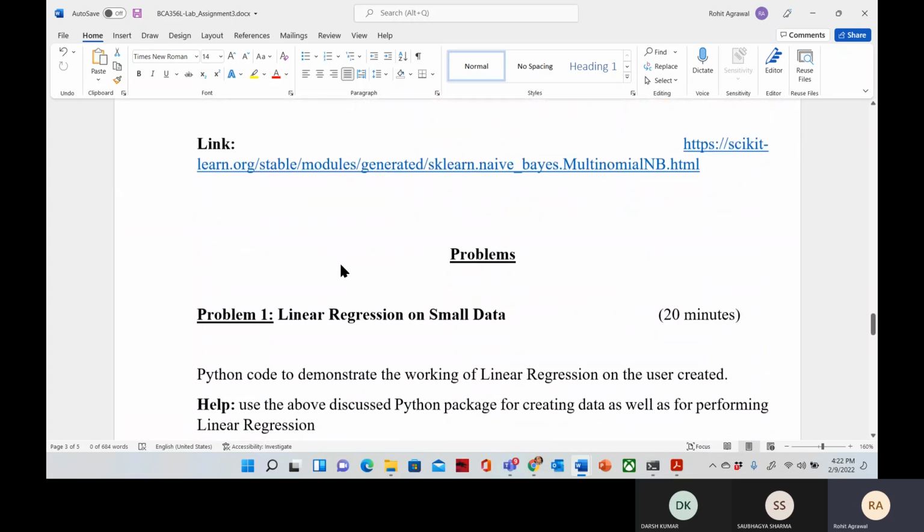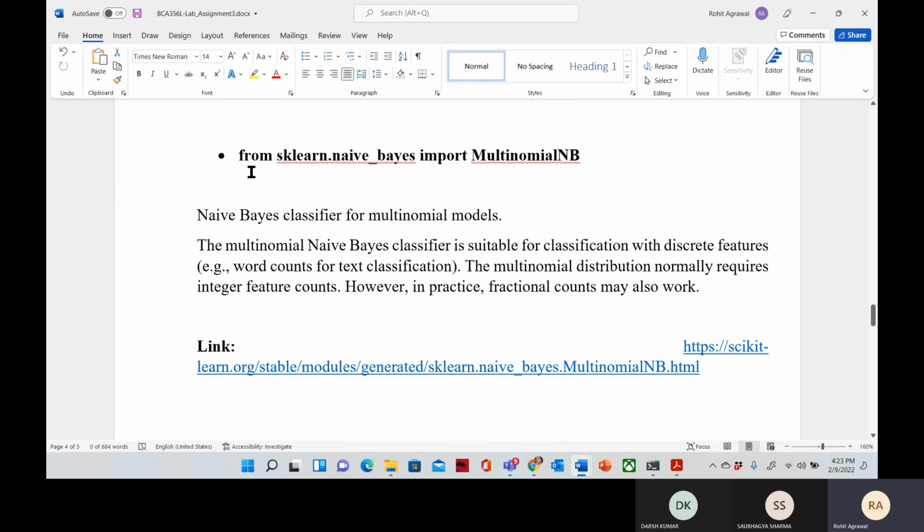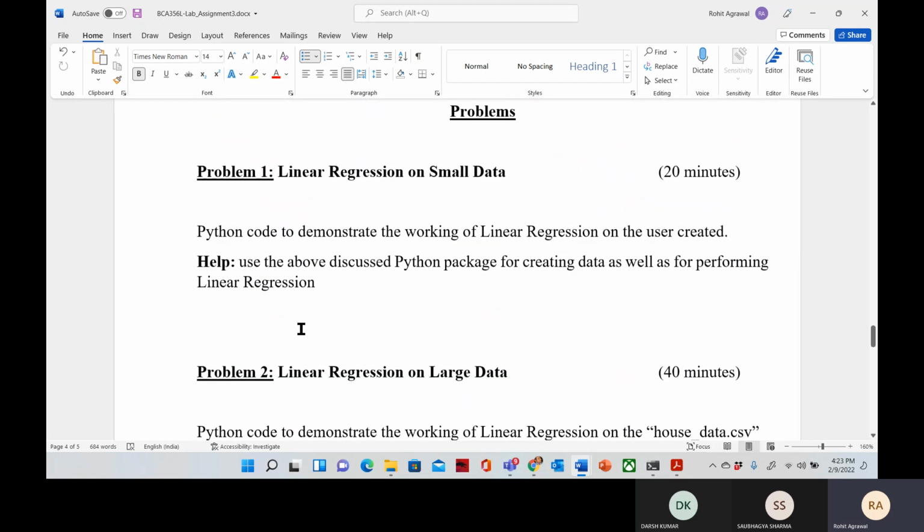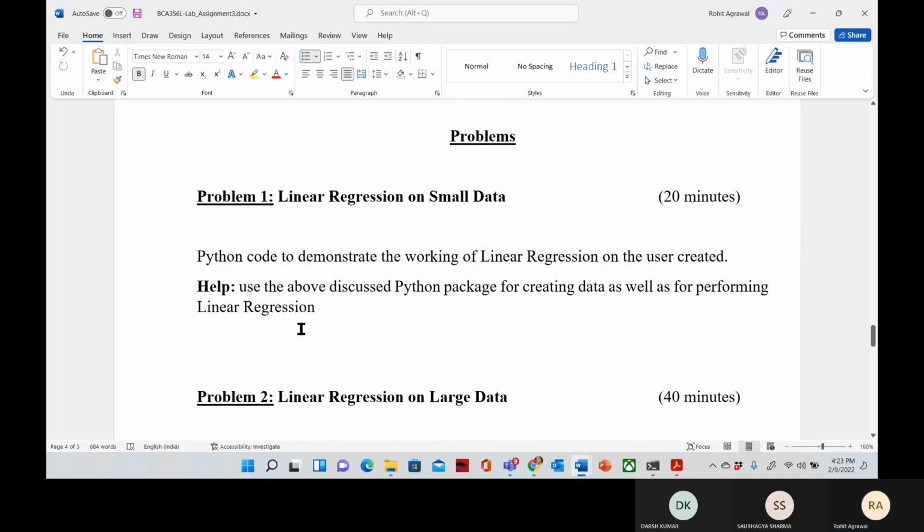Next there is one more, from sklearn.naive_bayes, or we can discuss this later. This will be used in the last example, so I will discuss it later. Otherwise there will be too much and it will be difficult to catch. So till now, any question? No, sir. Okay.